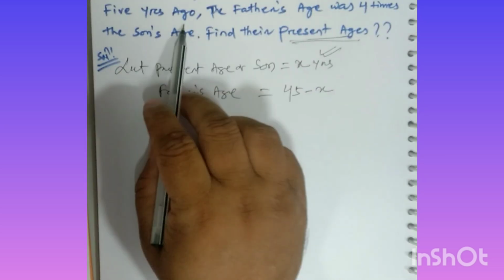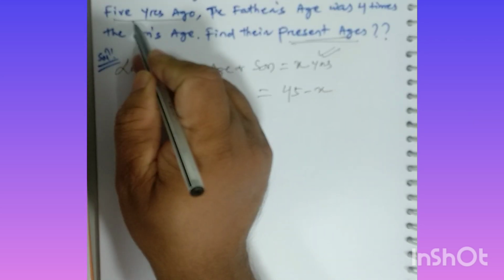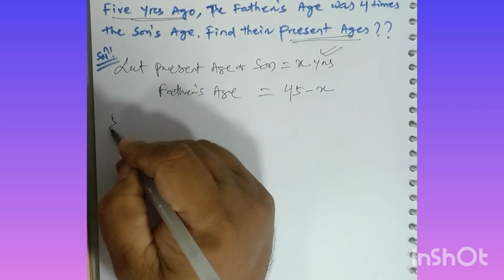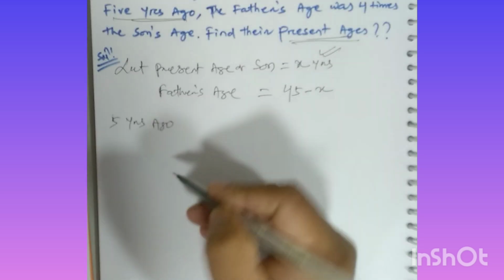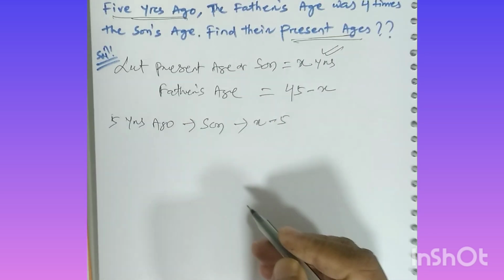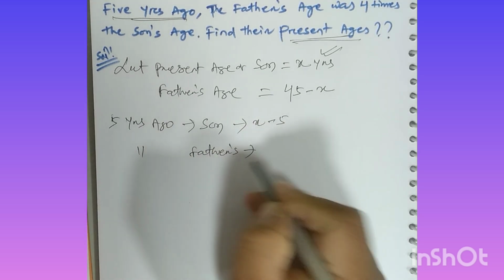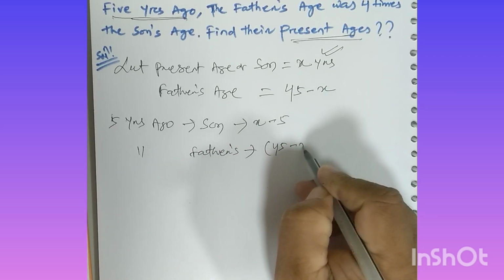Again read the question. 5 years ago the father's age was 4 times the son's age. 5 years ago means before. So 5 years ago, the son's age will be how much? Obviously you can say sir, x minus 5. Similarly 5 years ago, the father's age will be how much? Obviously you can say sir, that is 45 minus x minus 5.